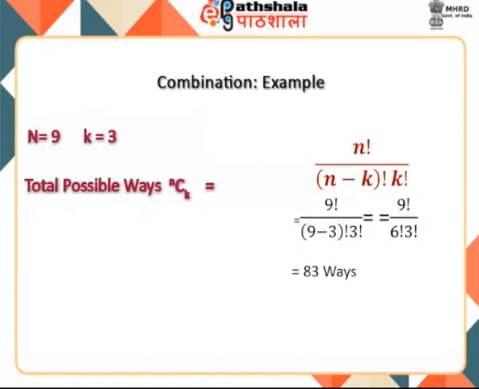84 ways. It is like dividing the number of permutations by 3 factorial, as 3 factorial is the number of possible arrangements of 3 players. So permutations 1, 2, 3; 1, 3, 2; 2, 1, 3; 2, 3, 1; 3, 2, 1; and 3, 1, 2 all correspond to a single combination 1, 2, 3.